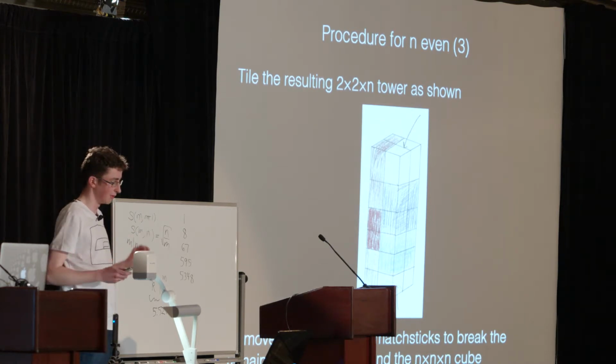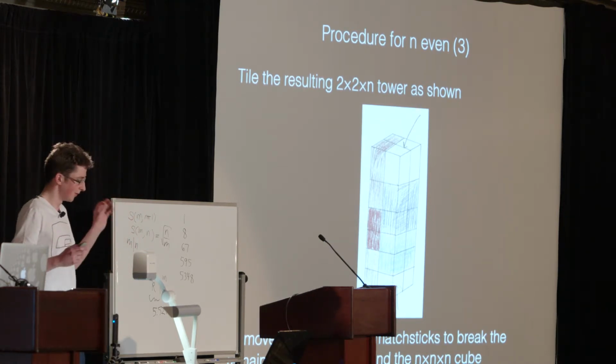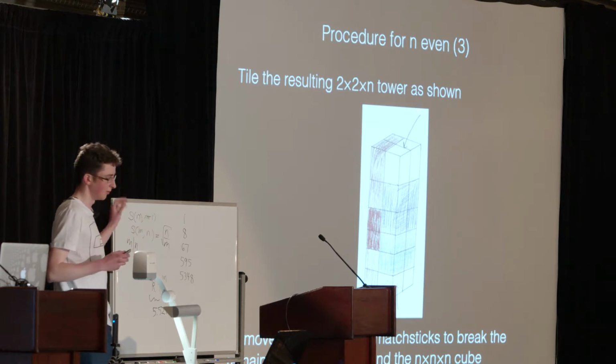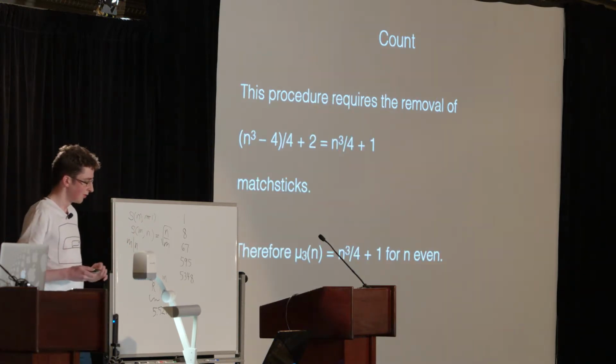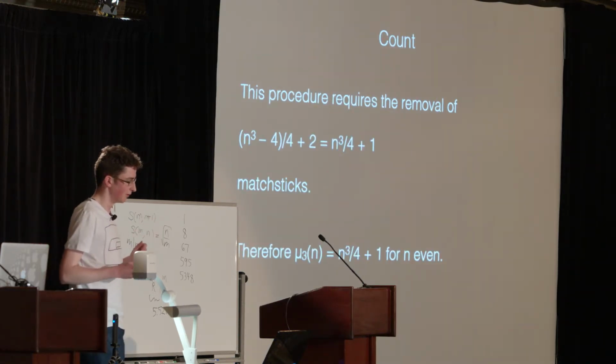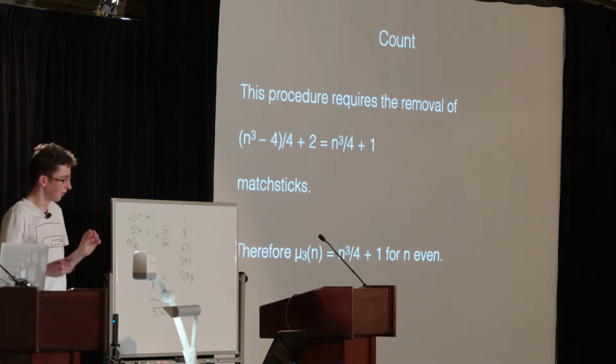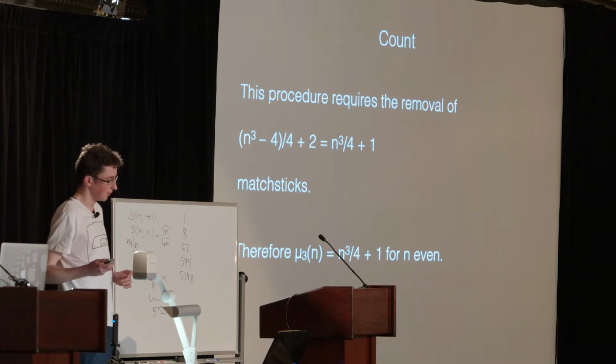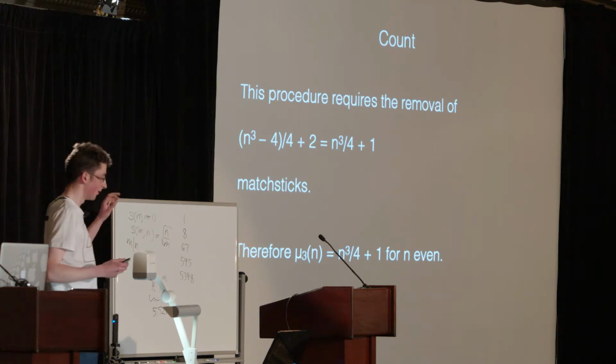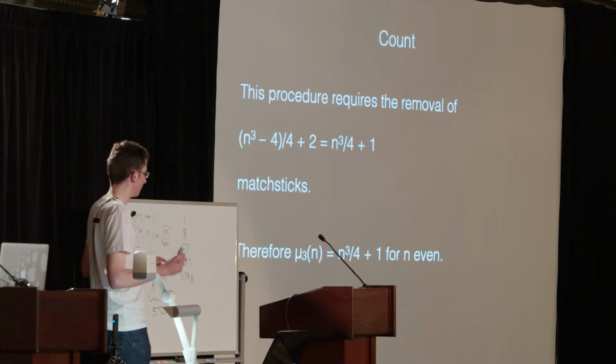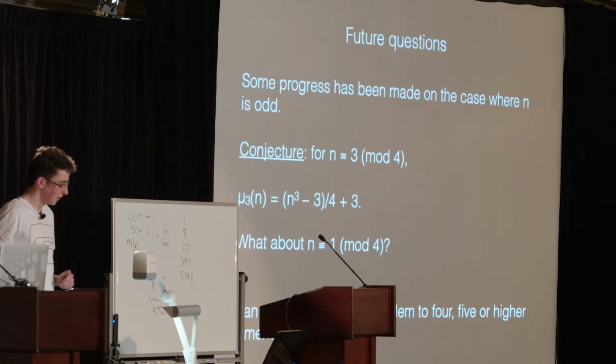And this, in fact, does work. It doesn't just break all the 2 by 2 by 2 cubes or all the 3 by 3 by 3 cubes. It breaks all the cubes. Let's just count really quickly. This procedure requires the removal of (n cubed minus 4) over 4 plus 2, which is n cubed over 4 plus 1 matchsticks. The reason for this is that we have tiled it by 2 by 2 by 1 cuboids that have 4 1 by 1 by 1 cubes in them. Therefore we've achieved the lower bound for n even, so mu3 of n is n cubed over 4 plus 1.